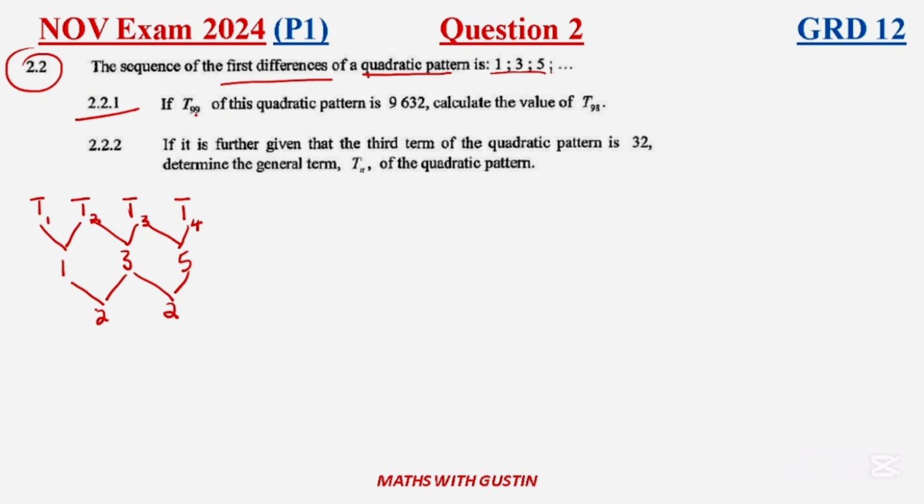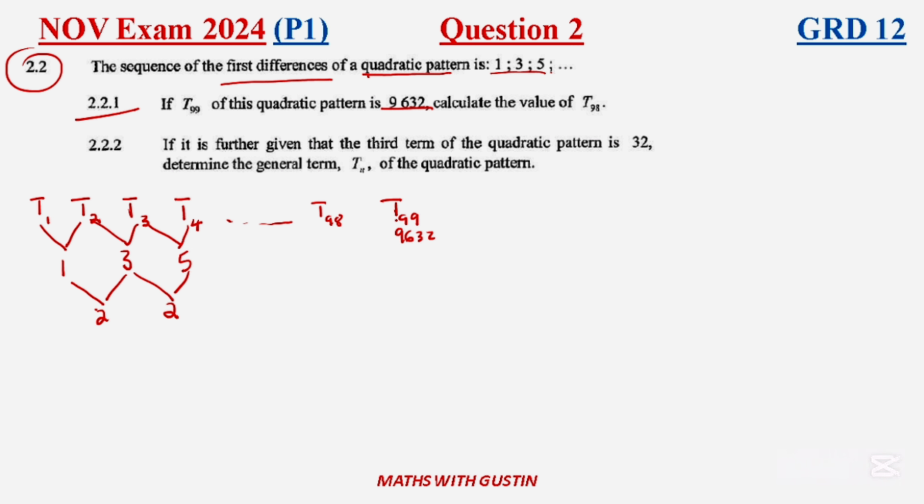2.2.1. It says if T99 of this quadratic pattern is given by that, calculate T98. Okay, so now here, guys, you need to think very carefully about this one. They are saying if T99 of a quadratic pattern, it means you have gone around here and then you get to T99, 98 here, and then also T99 somewhere there. So they are saying T99 of this pattern is given by 9632. So now they want you to find this one.